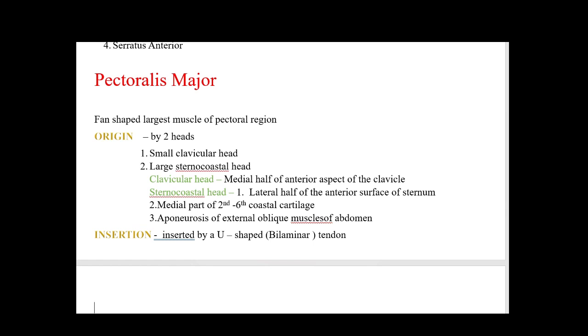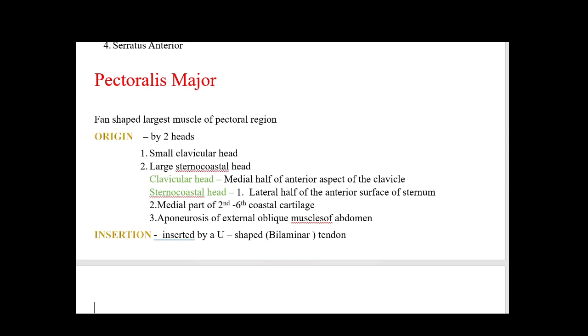So we can see that pectoralis major muscle originates by four parts: the medial half of the anterior aspect of the clavicle, the lateral half of the anterior surface of the sternum, the medial part of the second to sixth costal cartilage, and the aponeurosis of the external oblique muscle of the abdomen. You can also palpate all these muscles with your fingers for your better understanding.